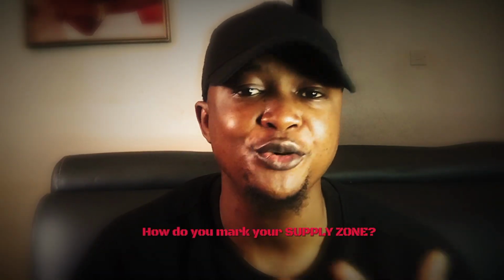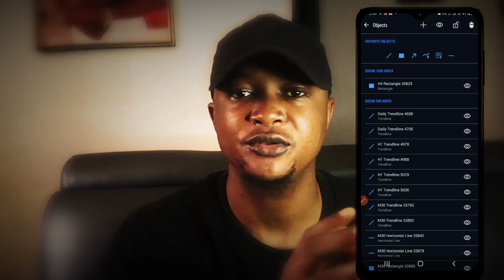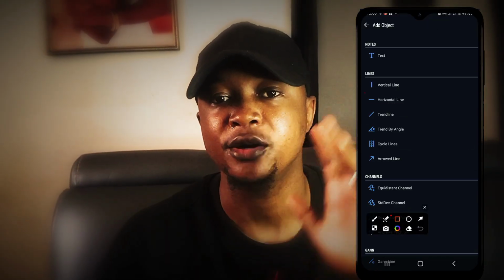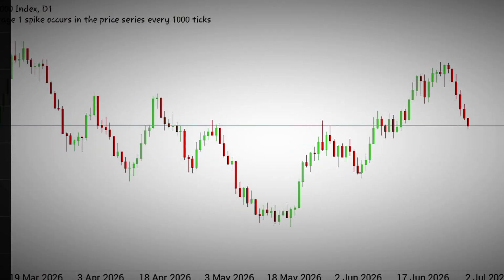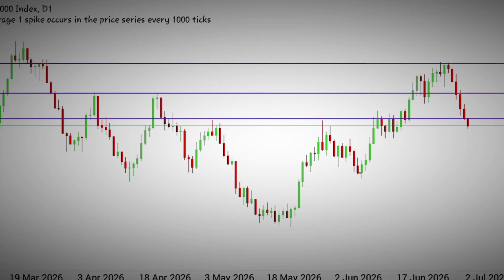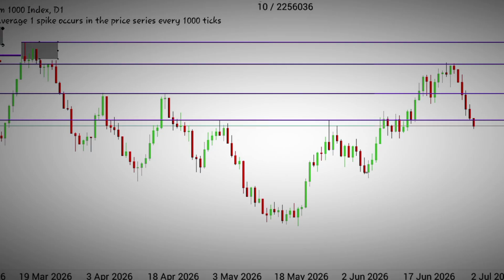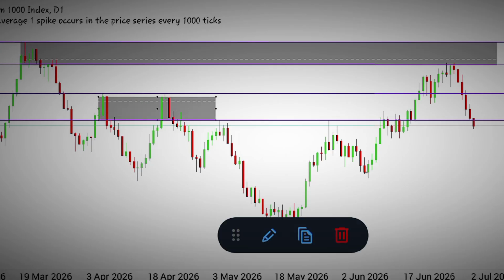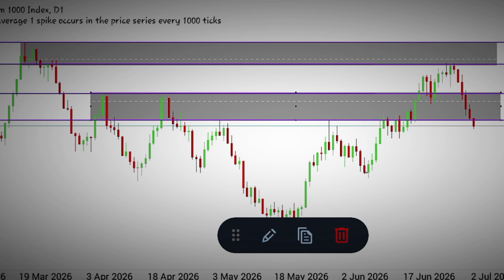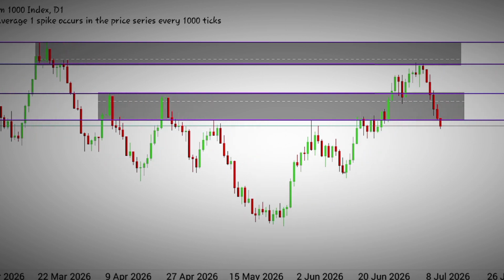So now, how do you mark your supply zone? To mark your supply zone, I use one of these two tools, the horizontal line and the rectangle shape. As for the horizontal line, you place your horizontal line at the main candle that formed the high, and for the rectangle shape, you use this to cover up the main candle that formed the zone. Simple, plain, no overcomplication. And the main goal is to mark out the price area where the sellers are in control.